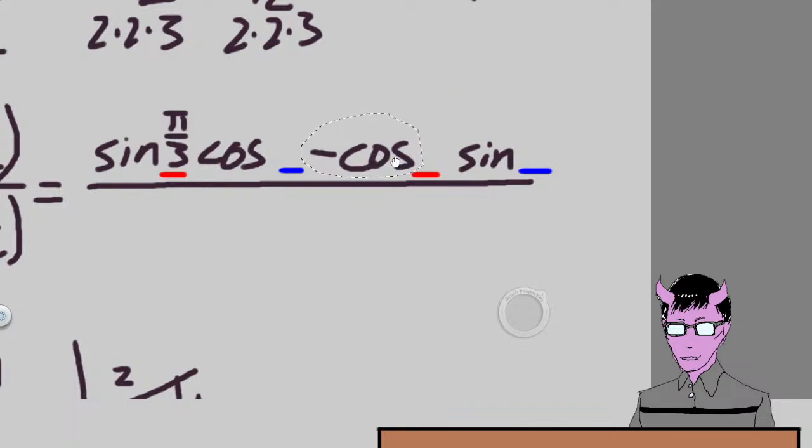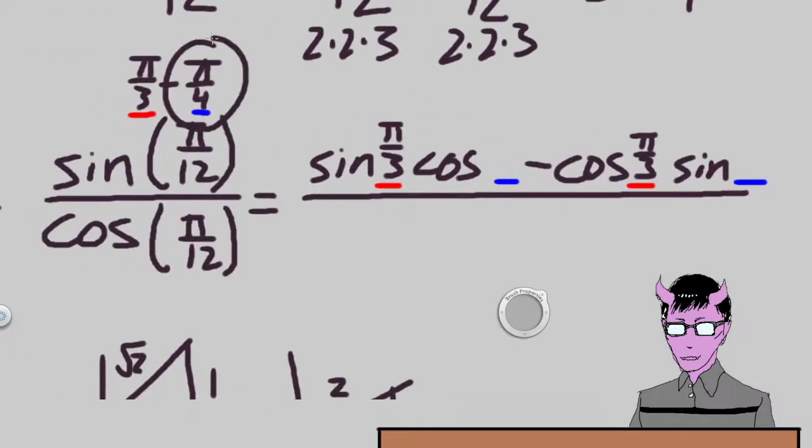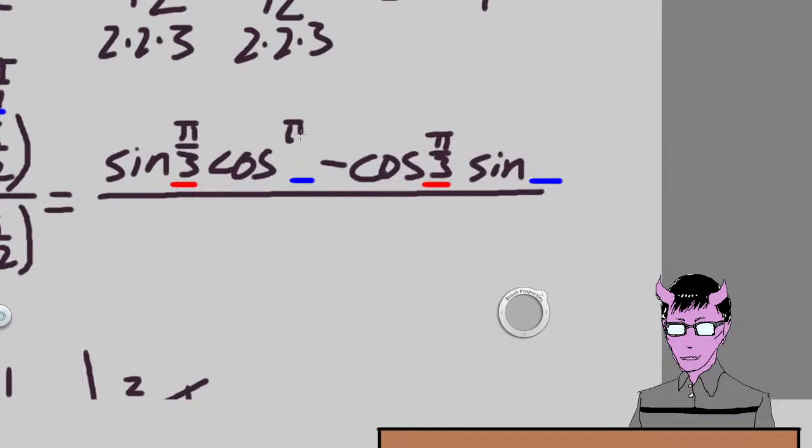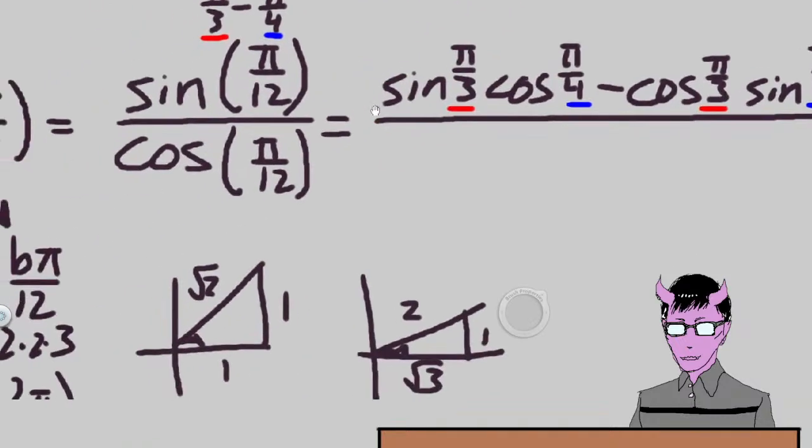I'm sorry, I just gotta beautify this real quick. Okay. There we go. So this is pi over 3 for the first term, so pi over 3 here, and then the second term is pi over 4. Pi over 4 here, and pi over 4 there. So that's the expansion on the top.